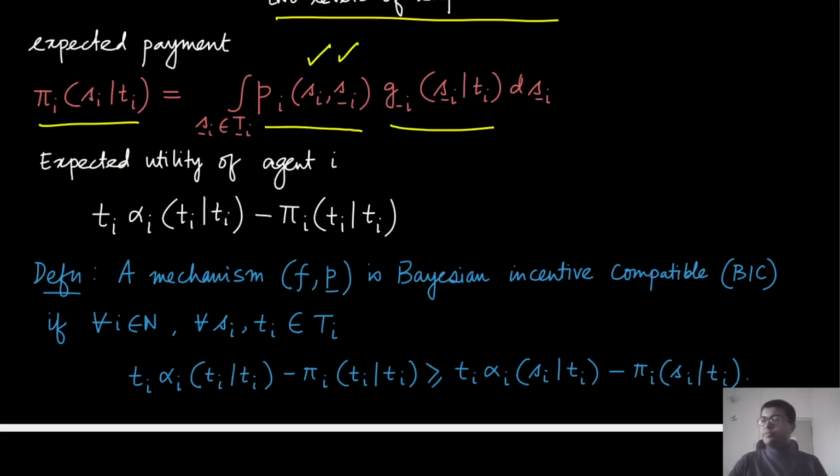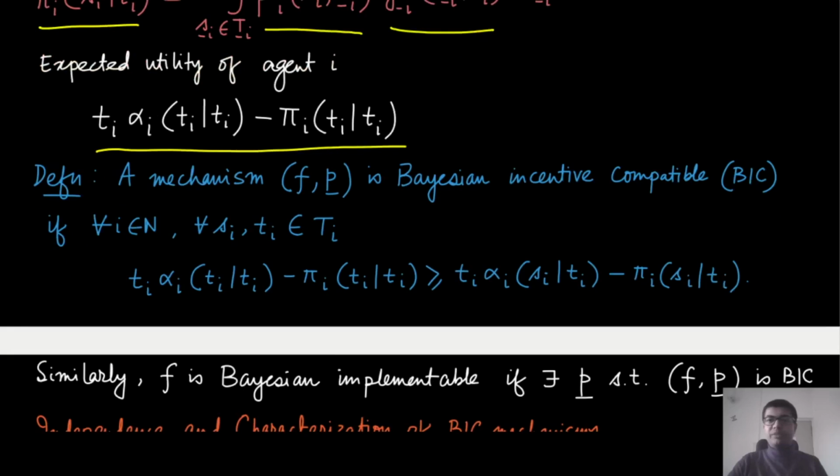So therefore the expected utility of agent i, we can write that as the t_i multiplied by this expected allocation minus the expected payment. Now we know by the definition of Bayesian incentive compatibility that this mechanism is going to be BIC if we have this inequality satisfied. That is, when the player's true type is t_i and it reports t_i, it gets the maximum payoff as compared to reporting any other s_i.